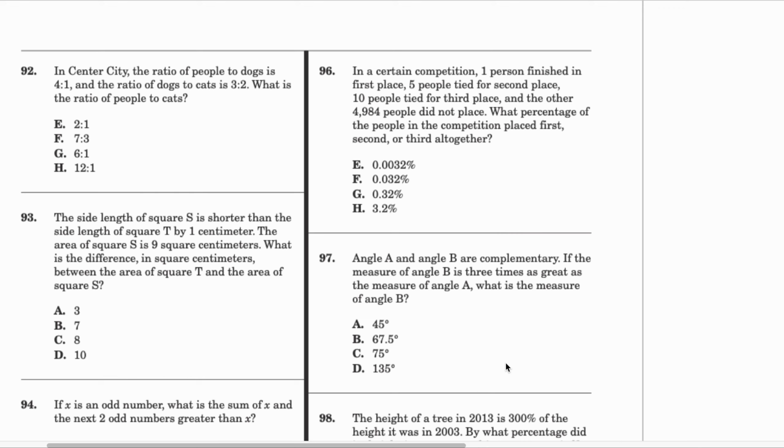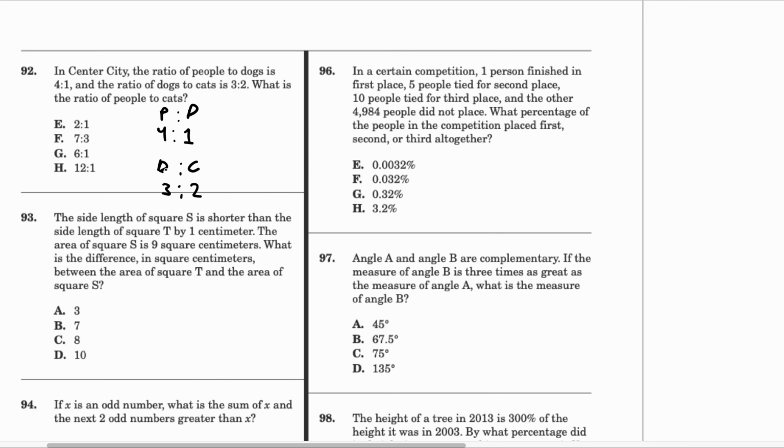So we're on question number 92 of the math section. So let's get started. In Center City, the ratio of people to dogs is 4-1, and the ratio of dogs to cats is 3-2. What is the ratio of people to cats? So to solve this question, let's write out our two ratios. We have 4-1 for people to dogs, and then from dogs to cats, we have a ratio of 3-2.